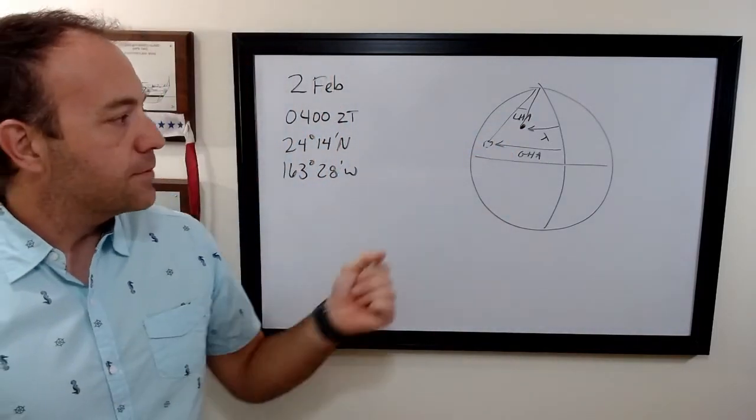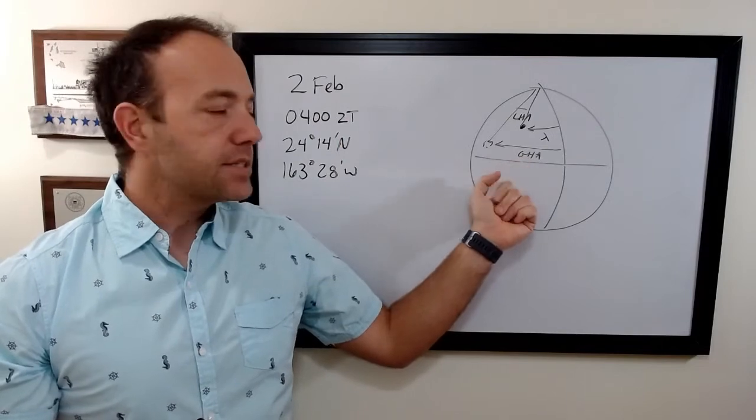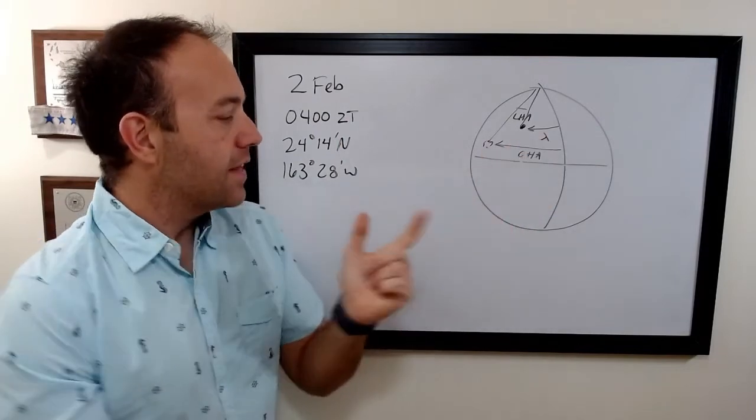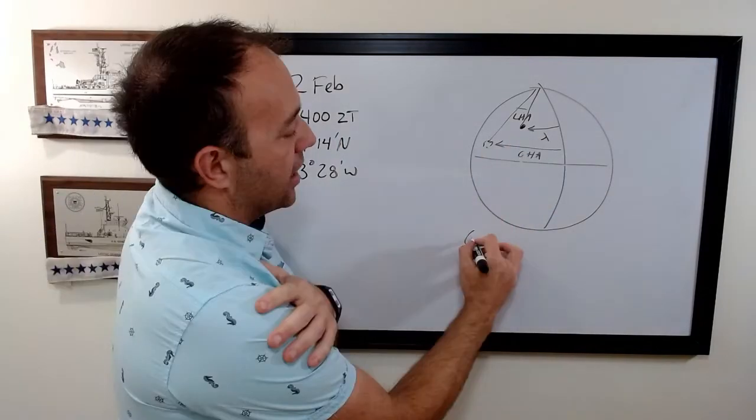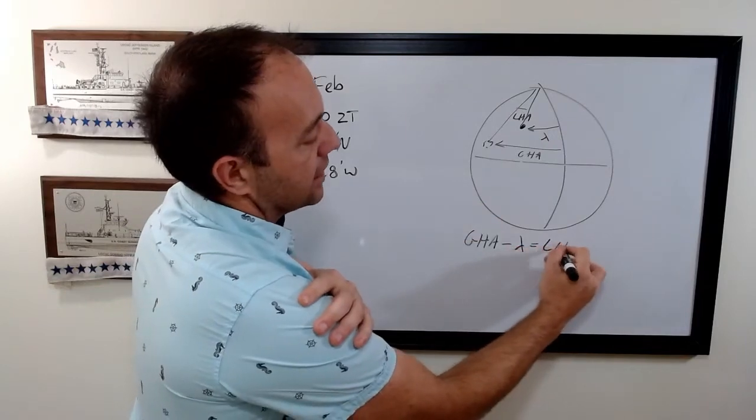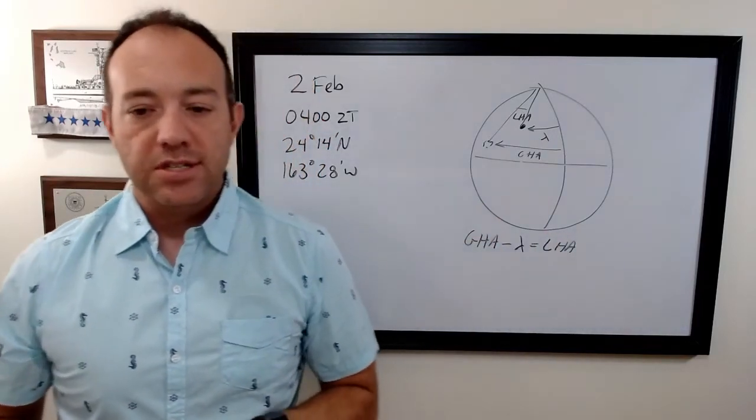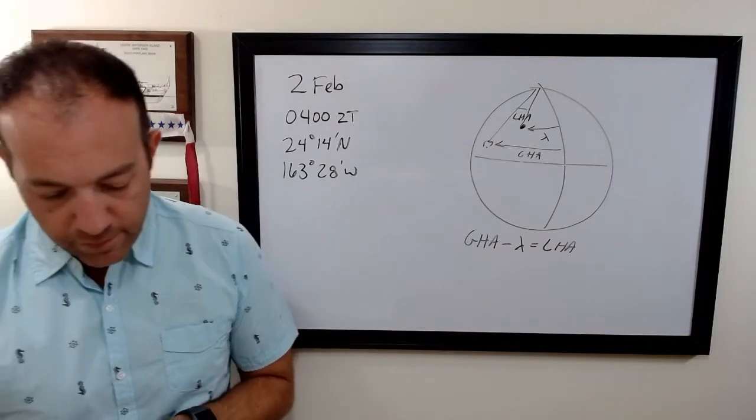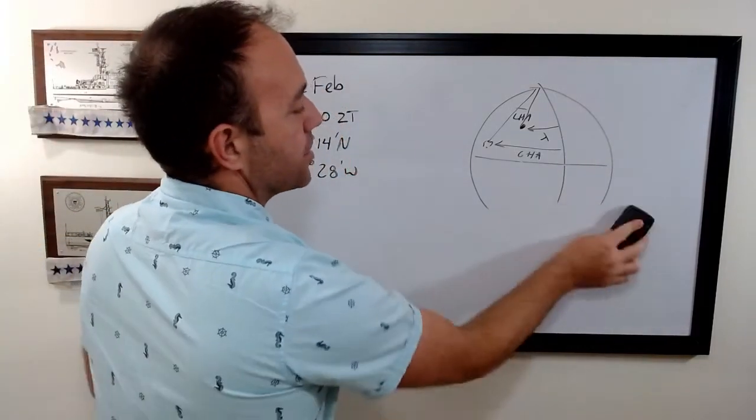And that's what we have to get in order to use the Starfinder. So the name of the game is going to be to look up the GHA of Aries, figure out our longitude, and then GHA minus longitude equals LHA, at least in the Western Hemisphere, which is what this problem is going for. All right, enough theory. Let's get to the problem then.